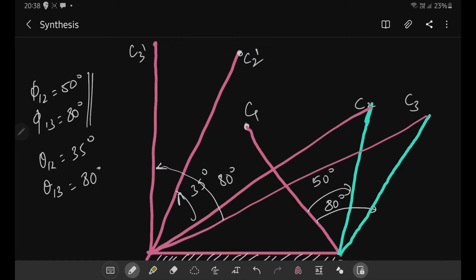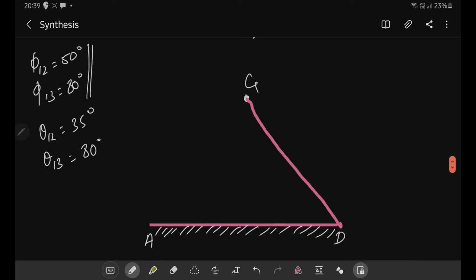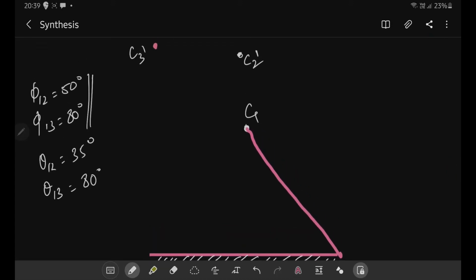Now we have located C1, C2, C3 as well as C1, C2 dash, C3 dash. Let us erase all the other stuff and only highlight the points. So we have C1, C2 dash, C3 dash, and we have here D, and here we have A. Now we have to find B.